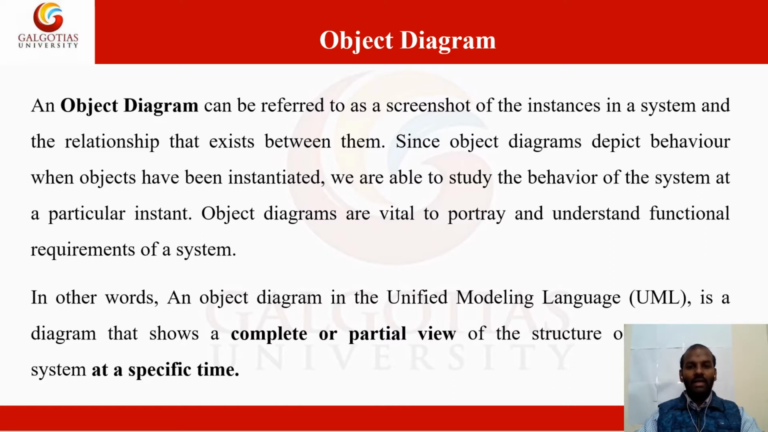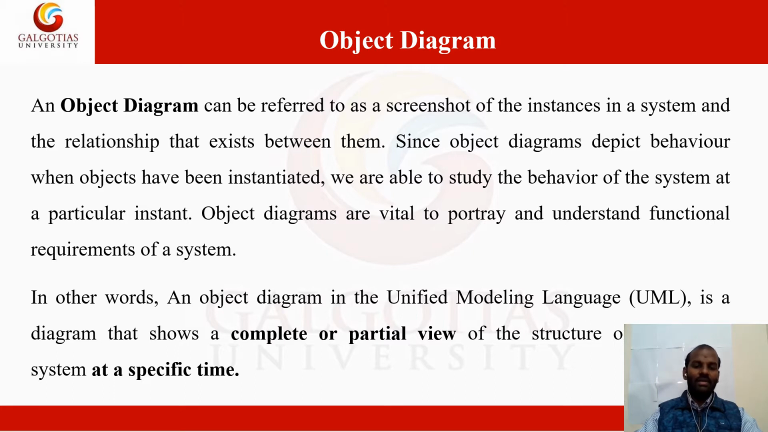Under the subcategory is the object diagram. The object diagram is also referred to as a snapshot of the instances in a particular system and the relationships that exist between them. Since the object diagram depicts the behavior when the objects have been instantiated, we are able to study the behavior of the system at a particular instant.